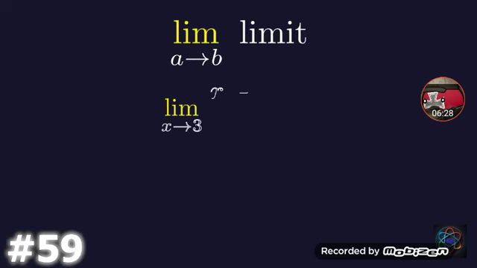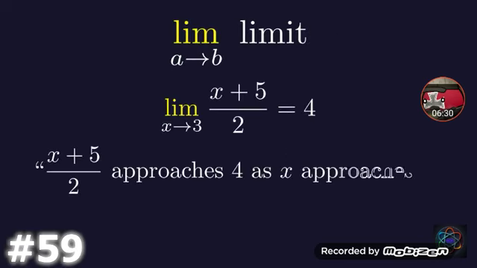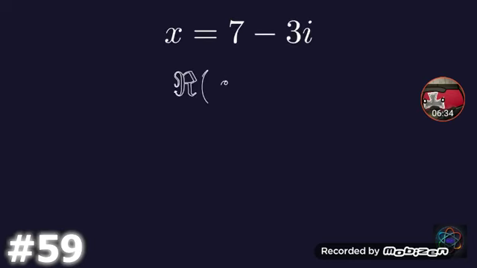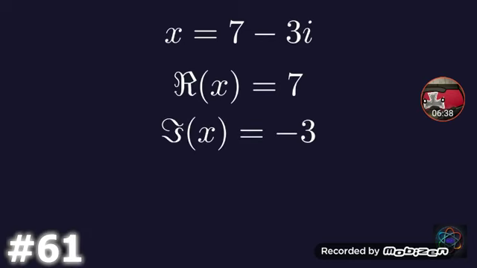Limit is used to denote the behavior of a function or an expression. The fancy R denotes the real part of a complex number. The fancy I denotes the imaginary part of a complex number. Using a bar above a complex number, we can denote the complex conjugate of that number, which just changes the sign of the imaginary part of the number.